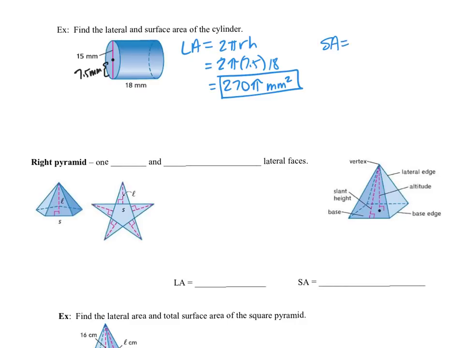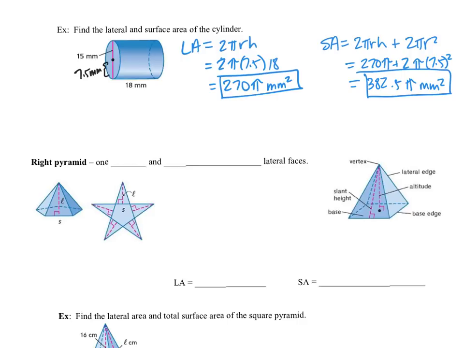So now let's find the total surface area, which would be that lateral area, 2 pi rh, plus the area of the two bases. We've already done this work, 2 pi rh. We don't need to do it again. It's 270 pi. So it's going to be 270 pi plus 2 times pi times that radius of 7.5 squared. And then simplifying a bit, we would square the 7.5 and double it, and then combine with this term, and our final answer is going to be 382.5 pi millimeters squared.